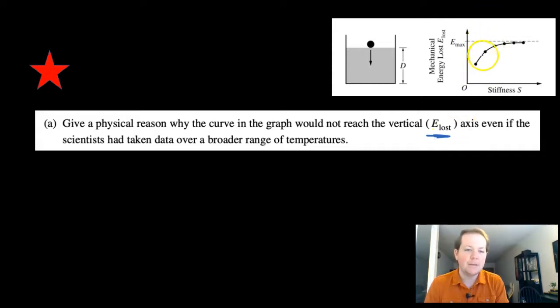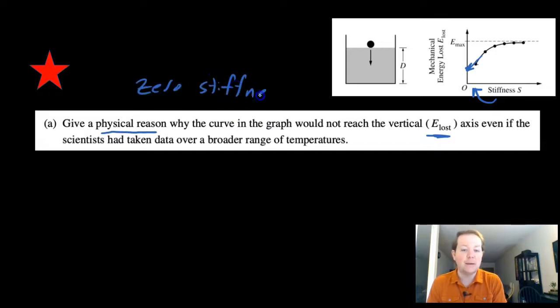They're talking about this line reaching the y-axis, and it's a little confusing, but if it's reaching the y-axis, you shouldn't actually be looking at the y-axis, you should be looking at what that means for the x-axis. What does that mean if we're right here? I mean, you know, there's some energy loss, but that means there's 0 stiffness. This is a question really asking, why is there a physical reason why you'd have 0 stiffness as a measurement for this graph?